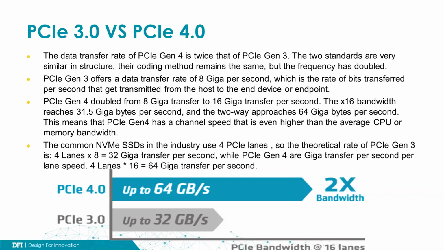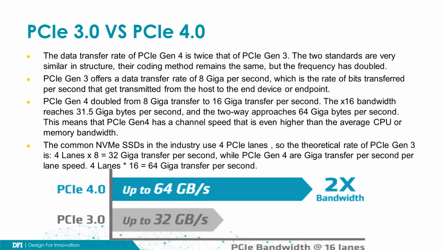The x16 bandwidth reaches 31.5 GB per second, and the two-way approaches 64 GB per second. This means that PCIe Gen 4 has a channel speed that is even higher than the average CPU or memory bandwidth.